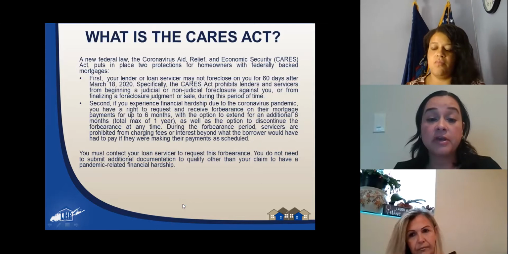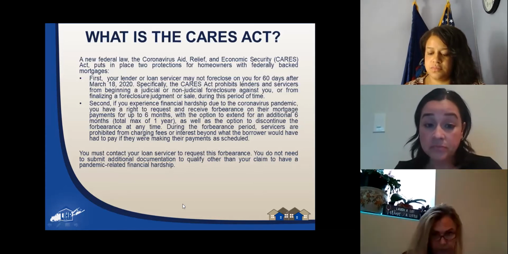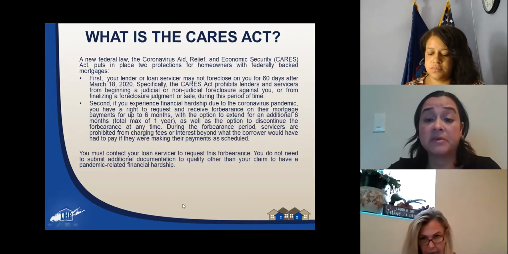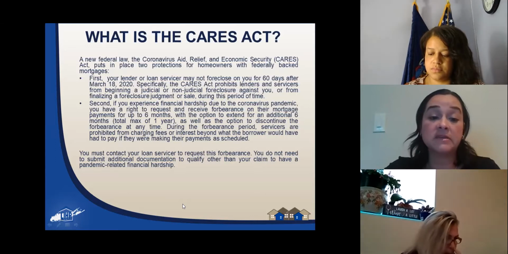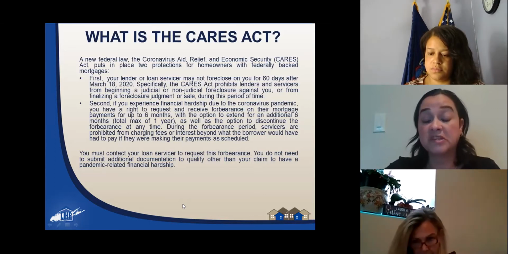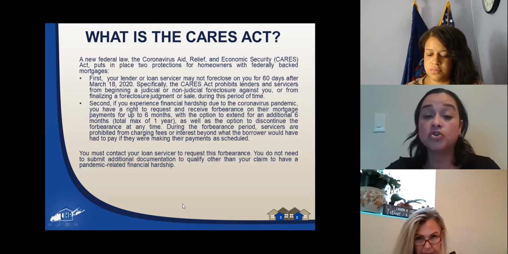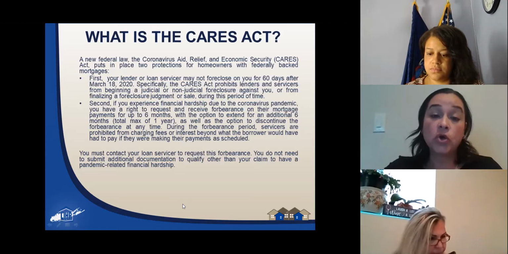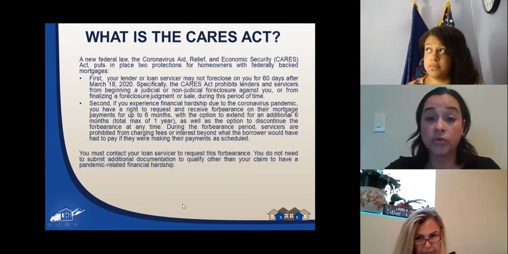The first thing of the CARES Act was your lender or loan servicer may not foreclose on you for 60 days after March 18, 2020. Specifically, the CARES Act prohibits lenders and servicers from beginning any judicial or non-judicial foreclosure against you or from finalizing a foreclosed judgment or sale during this period. For those who are already behind on their mortgages and facing foreclosure, this put a stop to that. So all the proceedings were stopped and they couldn't go forward with foreclosing on your home.